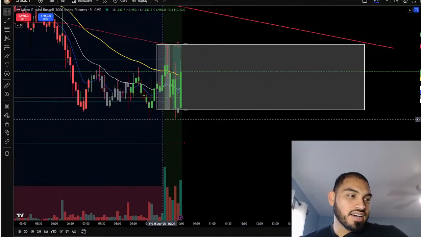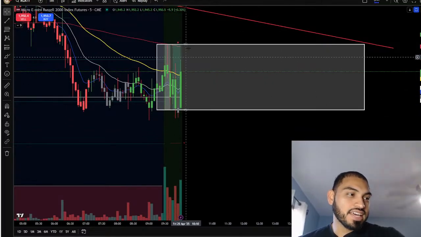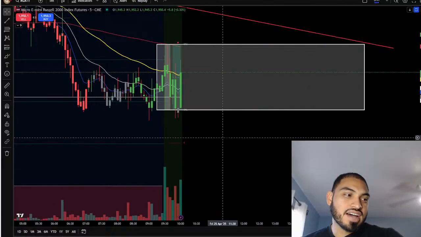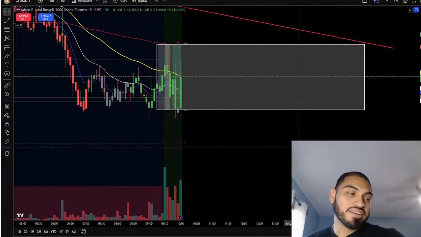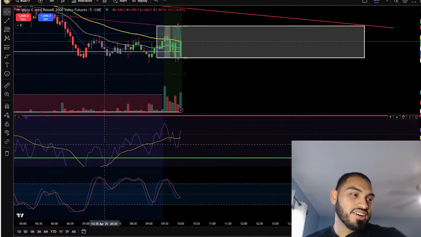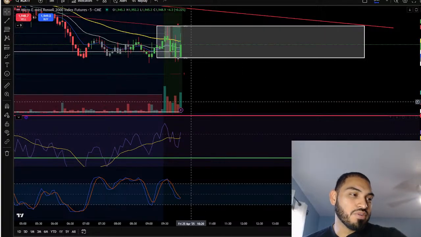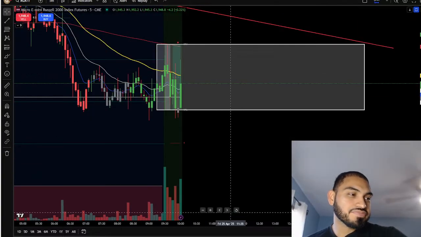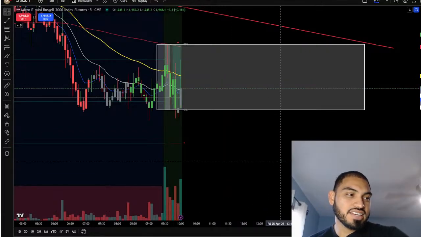So okay, it looks like we broke below, but it could not hold. This doesn't want to go further down. Well, I don't know. But the RSI is slowly moving up. I don't know, we'll see.